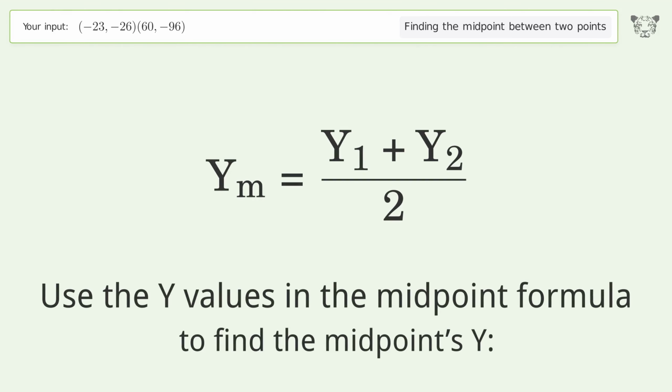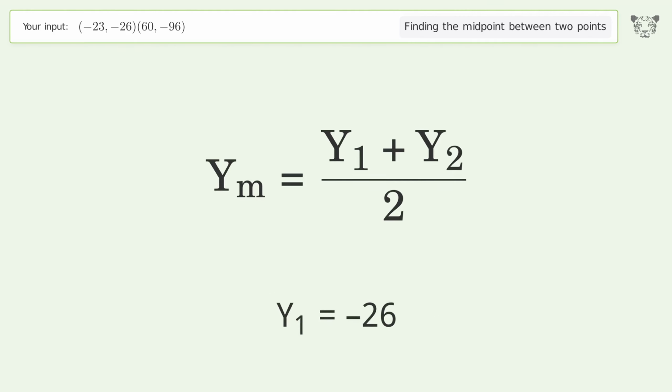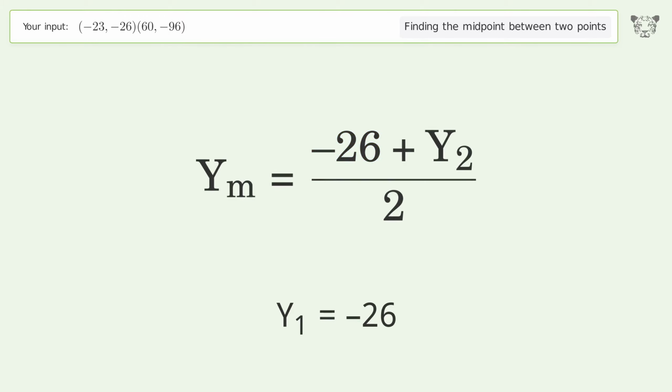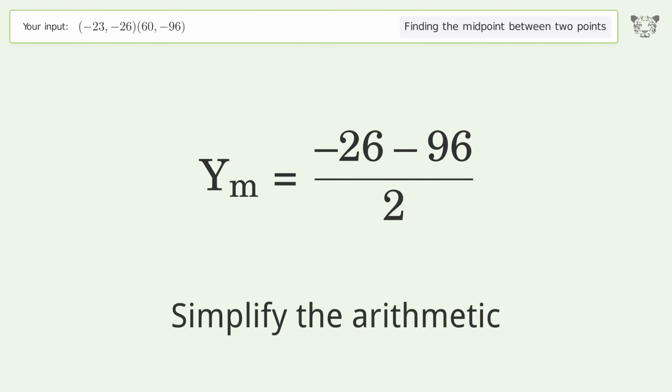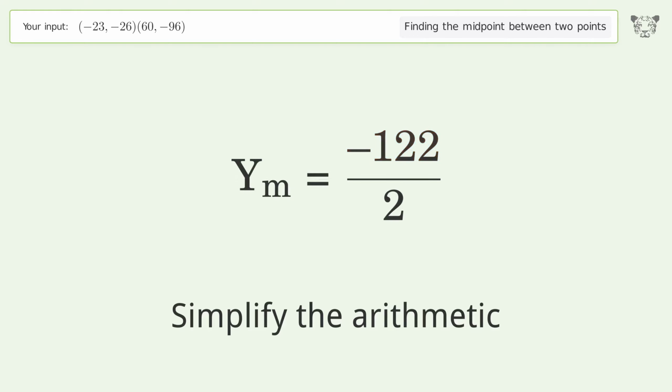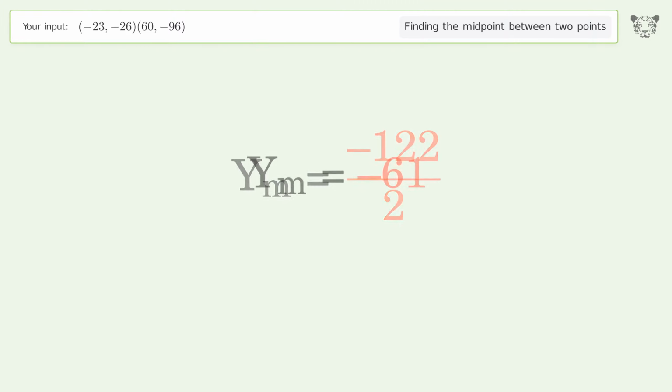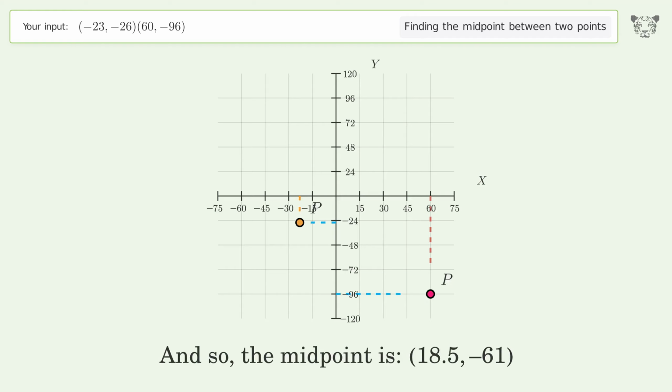Use the y values in the midpoint formula to find the midpoint's y. y1 equals negative 26. y2 equals negative 96. Simplify the arithmetic. And so, the midpoint is 18.5, negative 61.